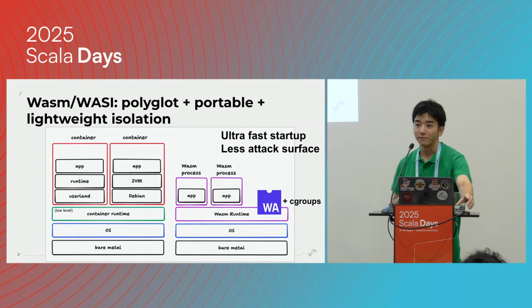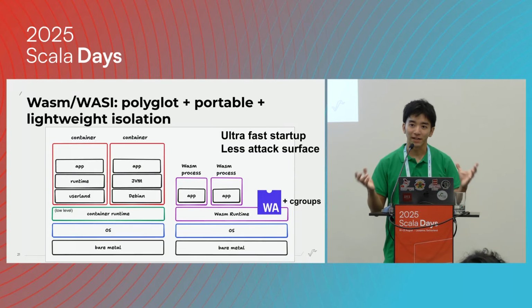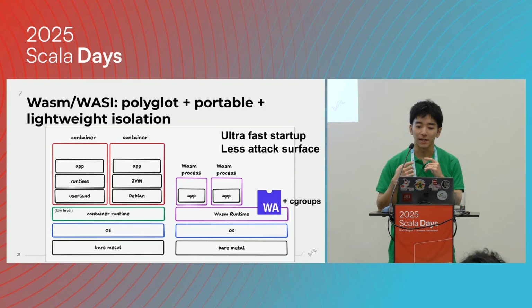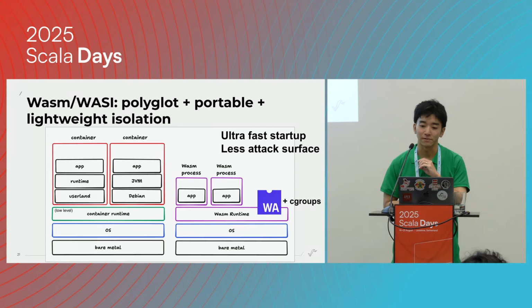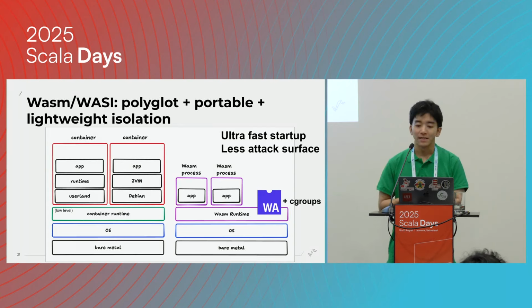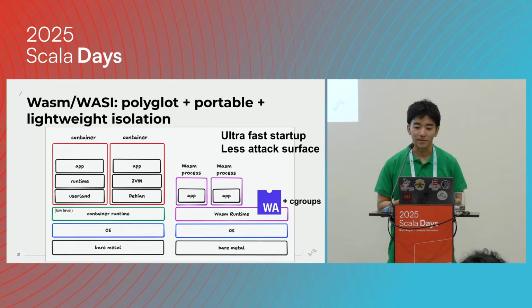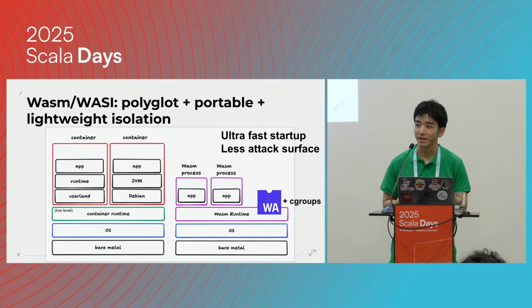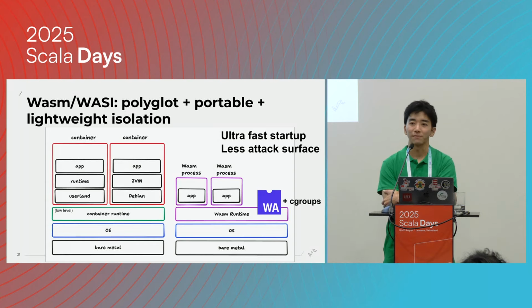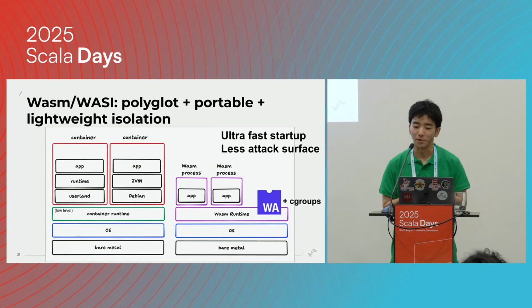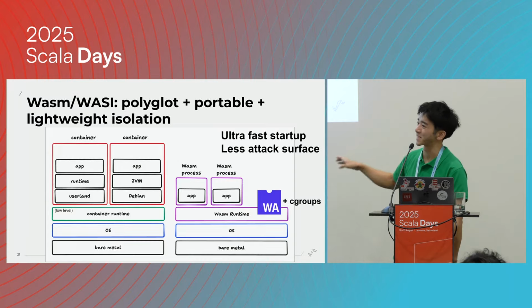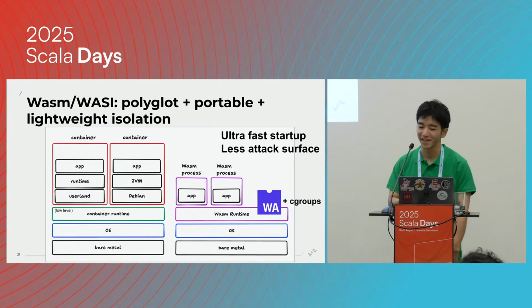So in summary, Wasm can be compiled from a wide range of programming languages, it is portable, and it provides lightweight resource isolation. Thanks to these characteristics, WebAssembly is used as a lightweight alternative to Linux containers, with ultra-fast startup time and fewer attack surfaces. And this is why server-side Wasm is important. It is mostly about lightweight isolation. So this is the most important thing I'm going to tell you in this talk.